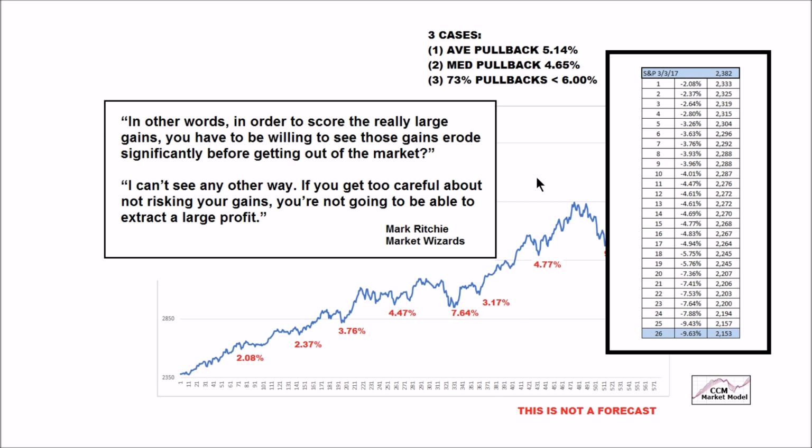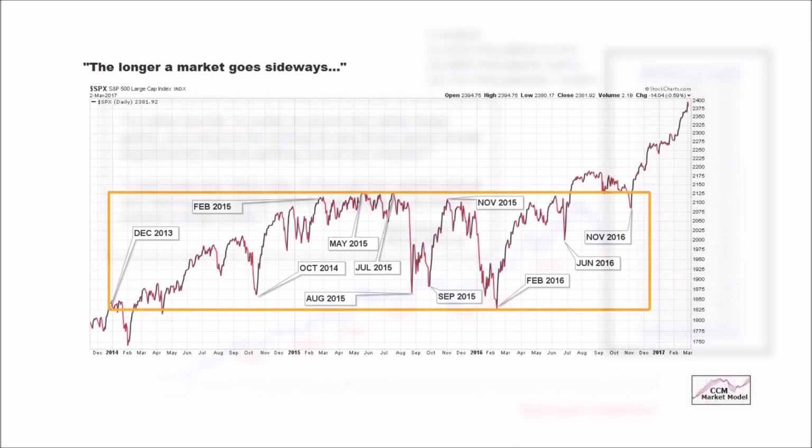Studying the historical cases also helps us understand what pullbacks might look like within the context of an ongoing uptrend. These are the pullbacks that we've studied in the historical cases. If the S&P 500 was trading at 2382 during the session on March 3rd, 2017, and we saw similar pullbacks, we could pull all the way back to 2153 in the worst case scenario from a hypothetical perspective.